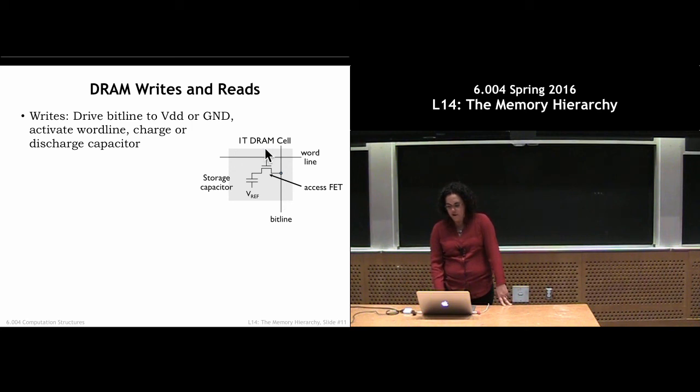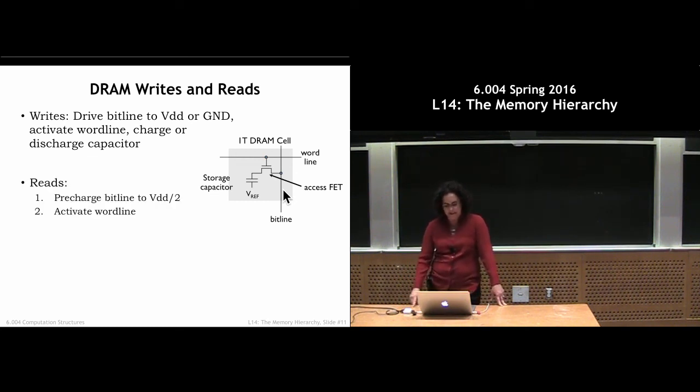And then you select the word line that you want to actually write to. Then what happens is if you put a VDD over here, that's going to charge your capacitor. If you put ground over here, that's going to discharge your capacitor. And the result is that you've written a 1 or a 0 to your DRAM cell. Now what about reads? So reads, we do a little bit differently.